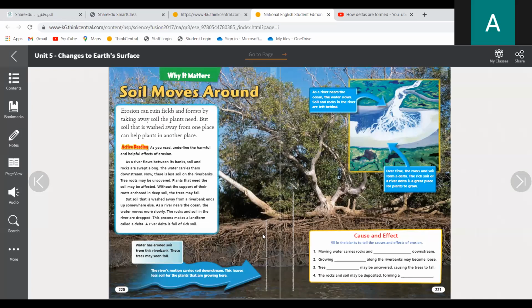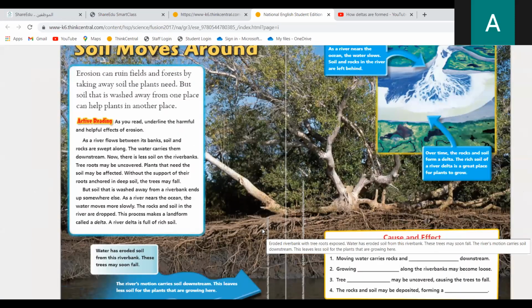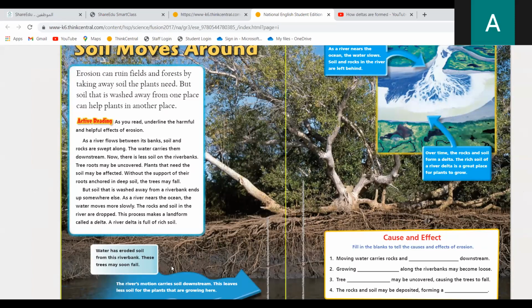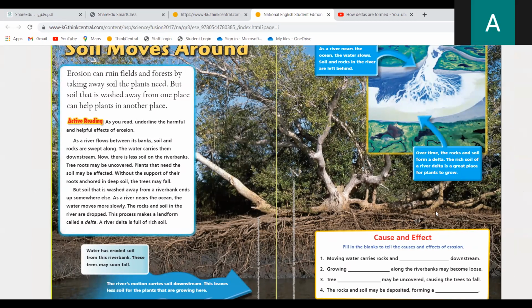When the river flows down, it carries with it what? Soil. And when the soil is gone from down there, roots will come out and soon trees can fall. Why? Because if the soil is not there, the roots will hang with nothing, so they cannot support the tree. Okay? When soil is moved away down the stream, it will meet the ocean.